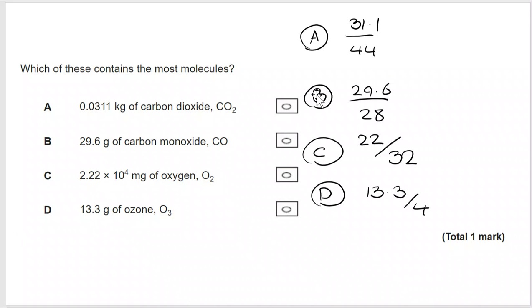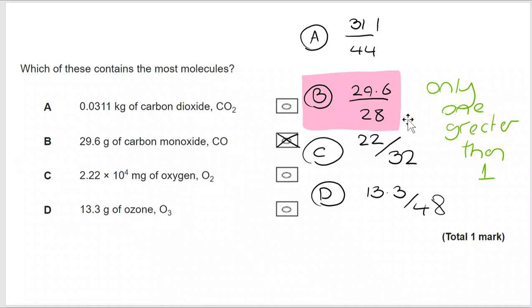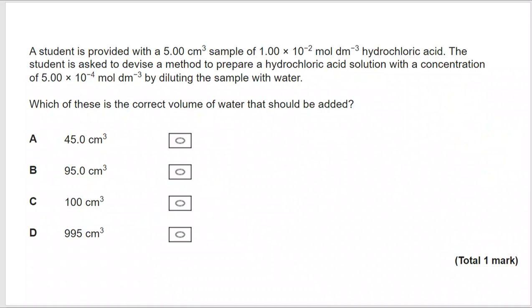And I've put the numbers on the right-hand side. So for A, 31.1 grams divided by 44. B, 29.6 over 28. C is 22 grams over 32. And D, 13.3 over 48. With this question, you could go through and do all of those calculations, but you could do this much more quickly. When I take my mass and divide by molecular mass, B is the only one where the answer would be greater than 1. The number on top is bigger than the number on the bottom. So that takes us to answer B. Let's try the next question.